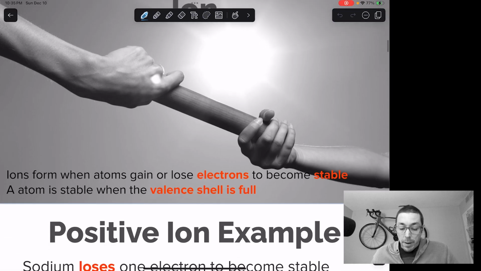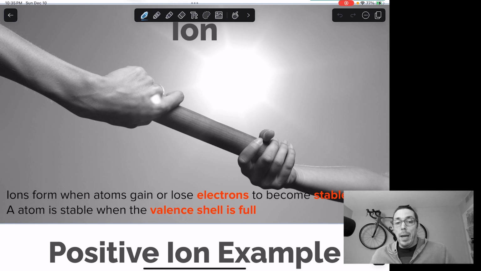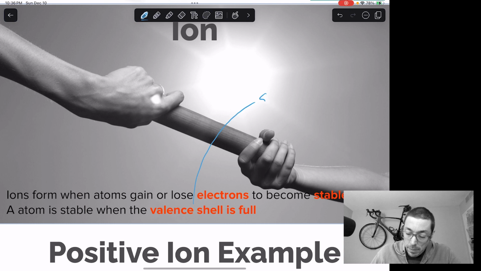So how do we form an ion? Well, we have to either gain more electrons, which will make the atom more stable, or we can lose electrons for the same reason, to become more stable. And the idea here is the valence shell, or the valence ring of electrons, we want to either fill up, so that's typically 8 electrons, and that's called a stable octet, which is 8 electrons.